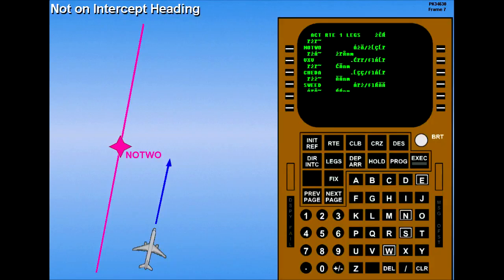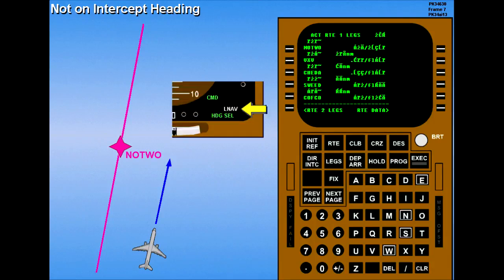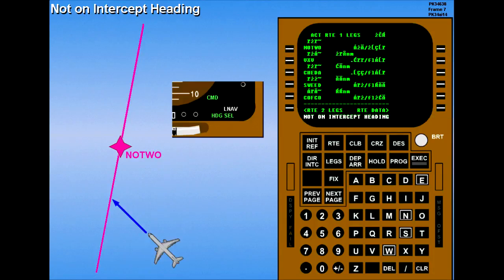In addition, the aircraft must be within 2.5 miles of the active route on a heading that will intercept the active leg. If the aircraft is not on an intercept heading, the ADIs will indicate LNAV armed, and the CDU will display a not on intercept heading message. If the aircraft is turned to an intercept heading with heading select, the message clears and LNAV engages in a heading hold sub-mode until intercepting the active leg.